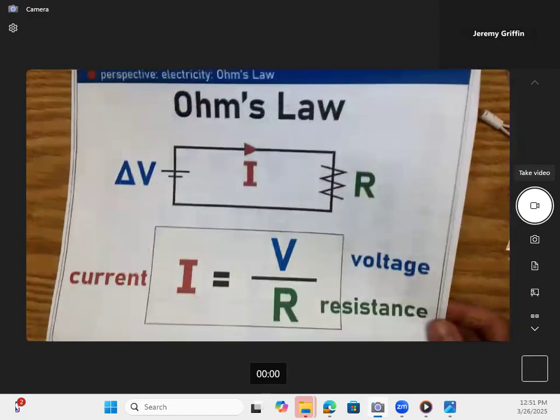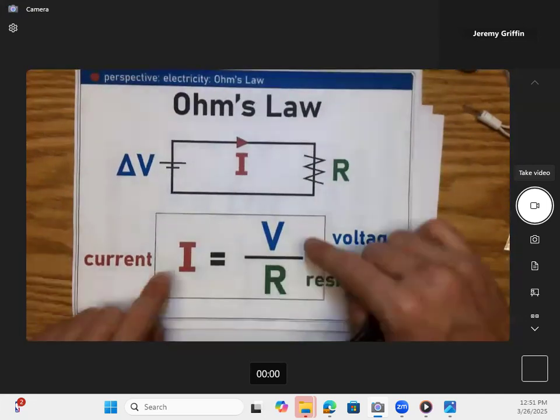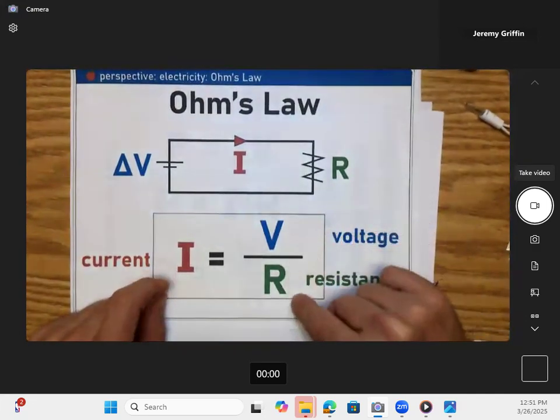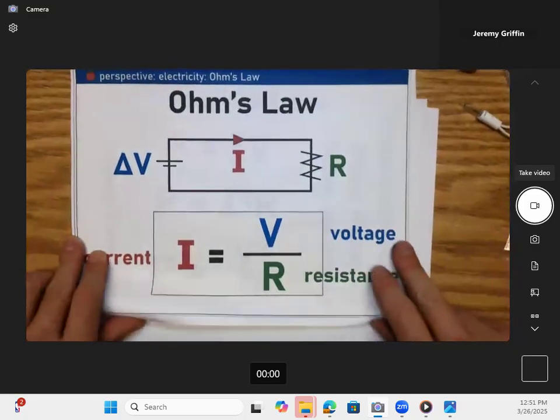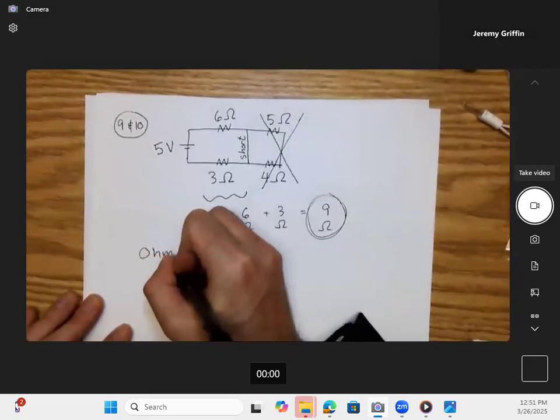Ohm's law. That's it. Ohm's law. This is one right here. Okay. So the current flows proportional to voltage. So the more voltage, the more current. The more the resistance, the less the current. So let's start with that fraction right there. Okay. Let's go Ohm's law.